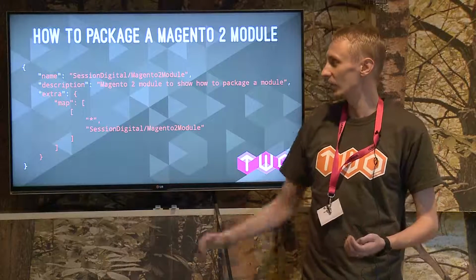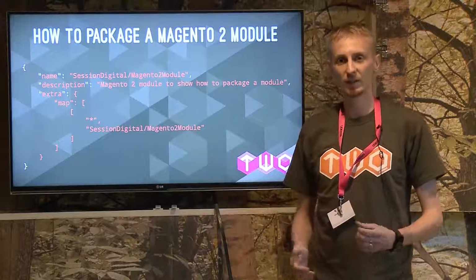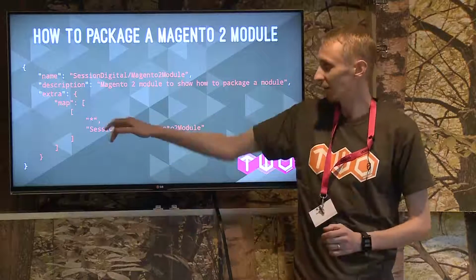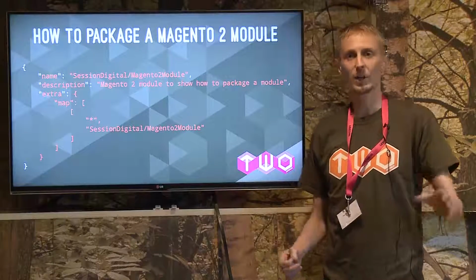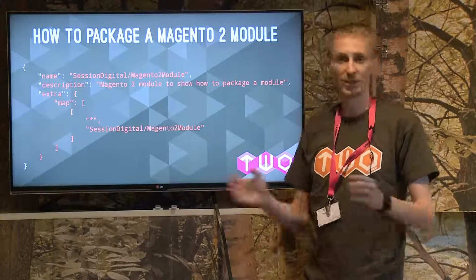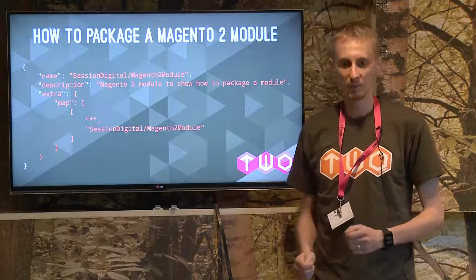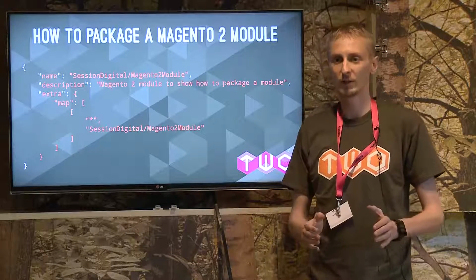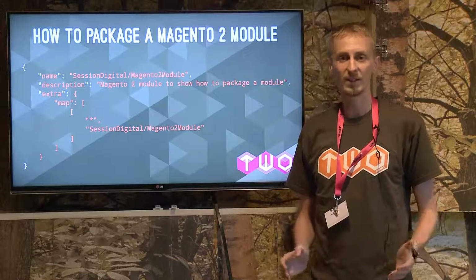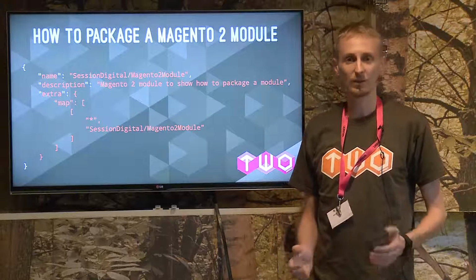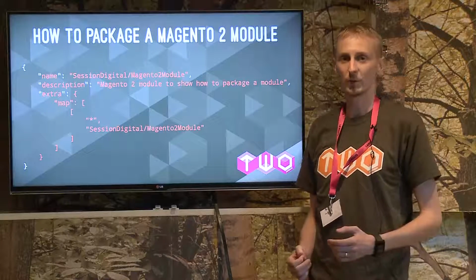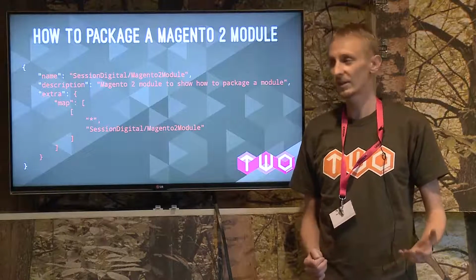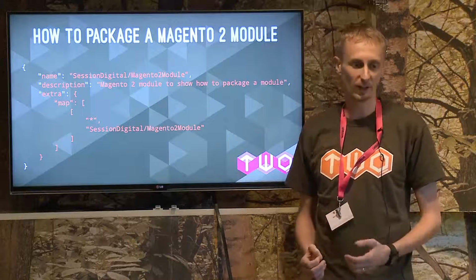So what we needed to do was apply the extra map notation, which said, here are the files in our source directory, please copy them into the app code directory under the Session Digital Magento 2 module namespace. So when we ran a Composer install, it actually copied those files and put them in the correct location for us. And for merchant beta, that's working fantastically well. There's no problems, even uninstalling modules, because Composer can understand how to take out those mappings and removes the files as needed.